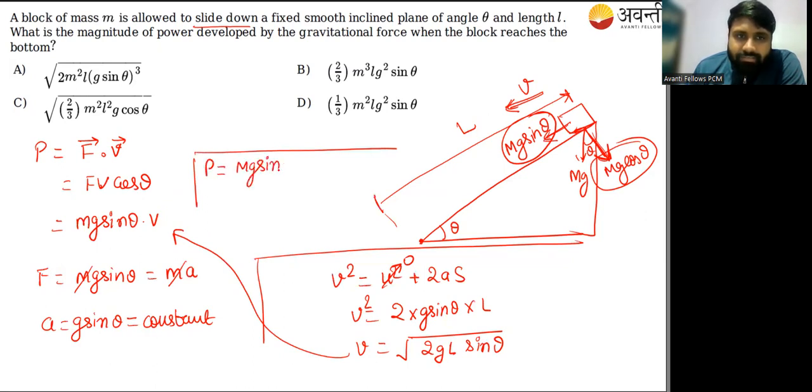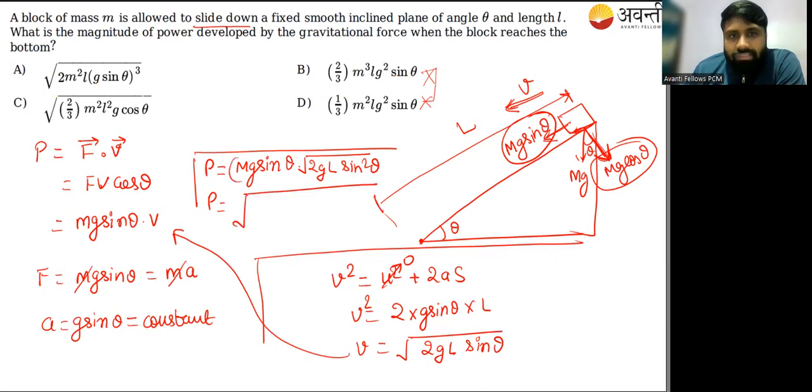If you put this value of V in this expression, what you get is power equals mg sin theta into root 2gL sin theta. Because all the options are given in the square root form, and these are not valid answers because we are not getting that, P equals, you need to take it inside, so you have to make the square of it and then take the square root. You can do it like this: square root of mg sin theta square.